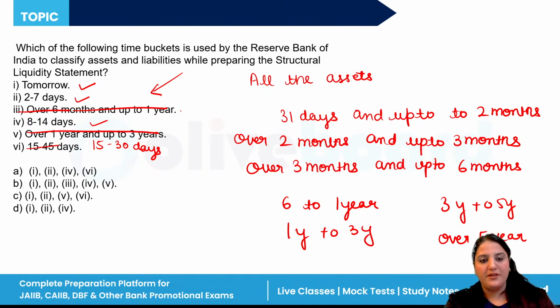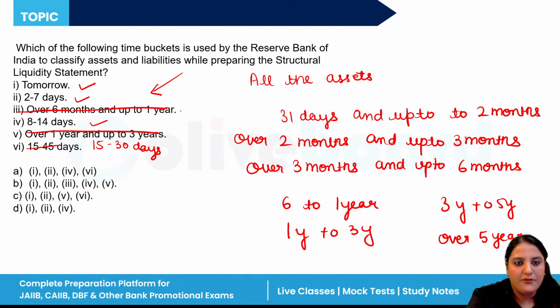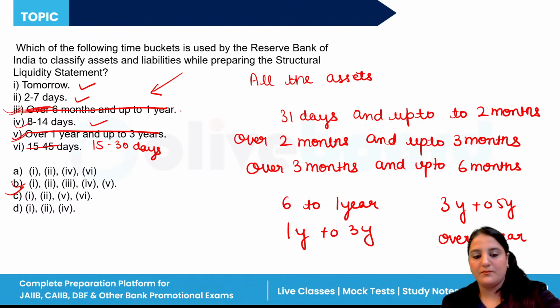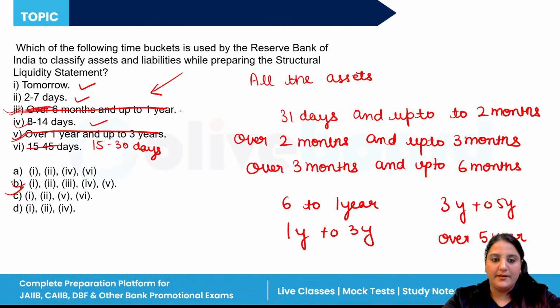So here option B we can say is correct. First, second, third is also there. Sorry for this. Fourth is there and fifth is also there. Option B is correct here.